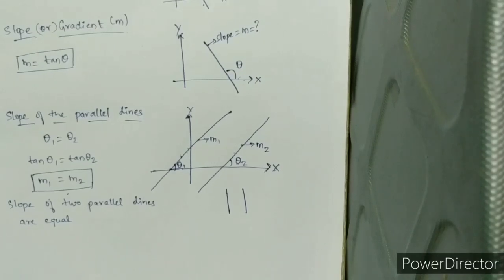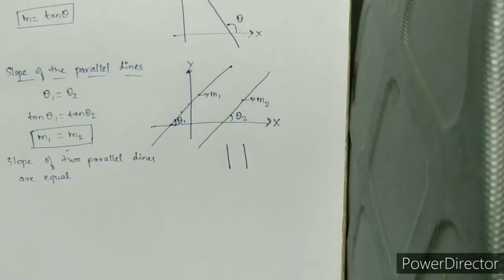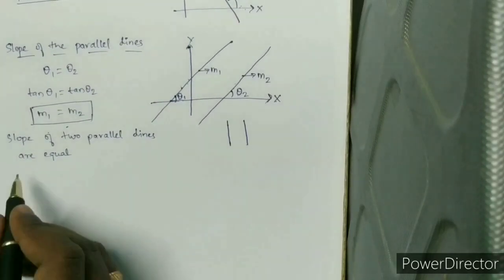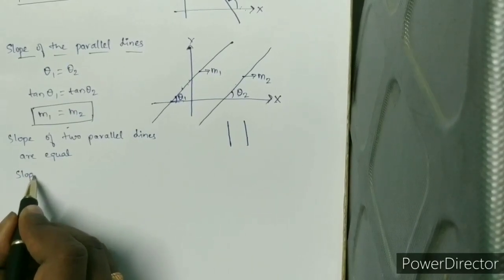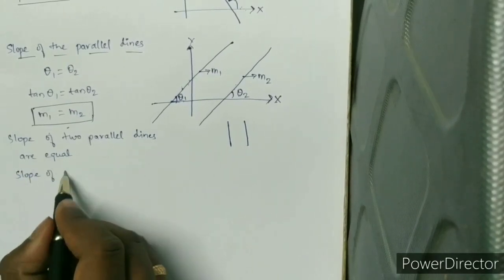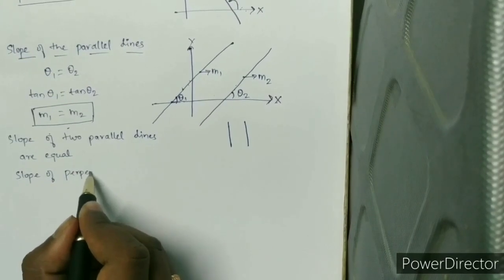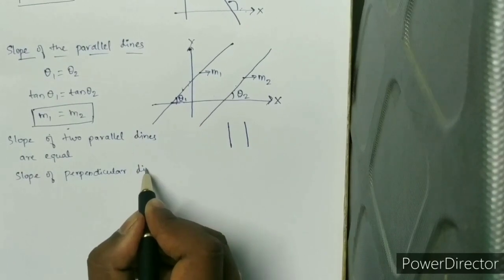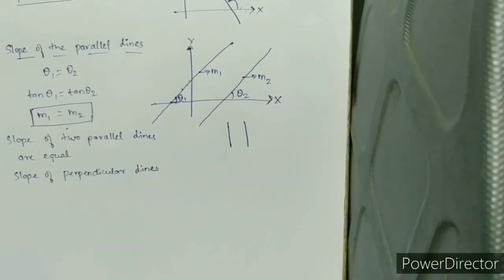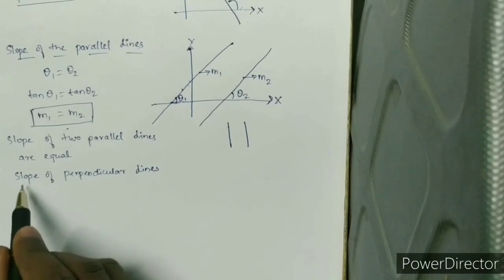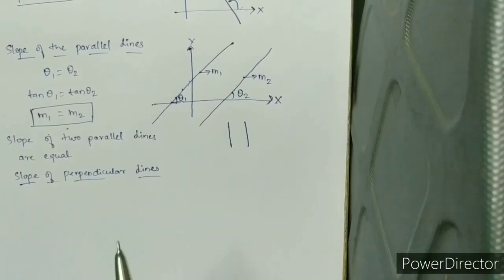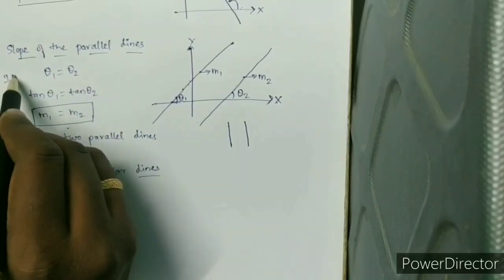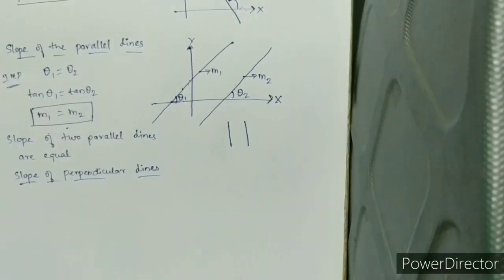The next thing is the slope of perpendicular lines. I'm telling you, these derivations are not at all important, but the relations are very, very important. Okay, the relations are very important.